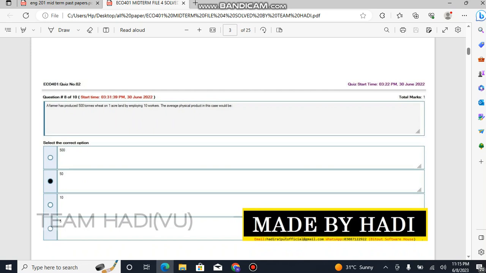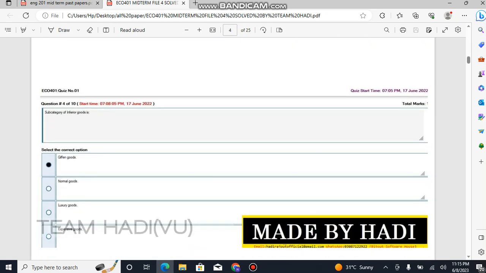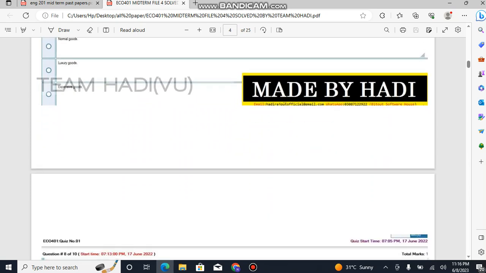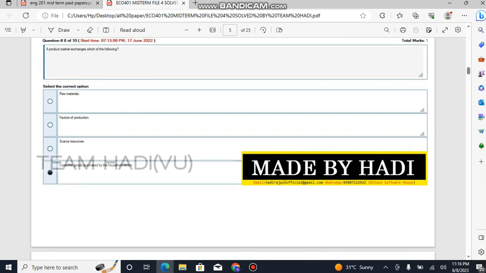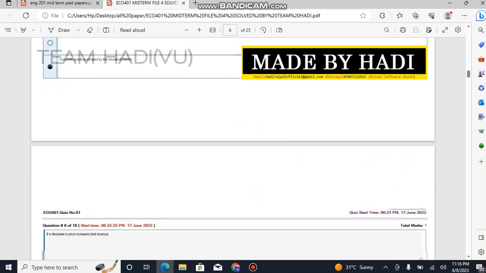A farmer has a product of 500 tons, and on the one hand, by employing 10 working days every, the average physical product in this case might be 50. Subtracted in the given goods product market exchange, which of the following consumer goods purchased by the household?